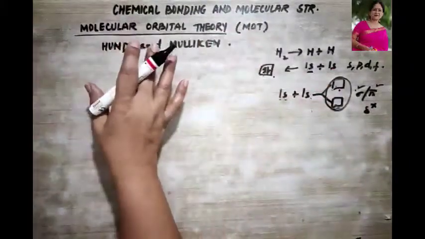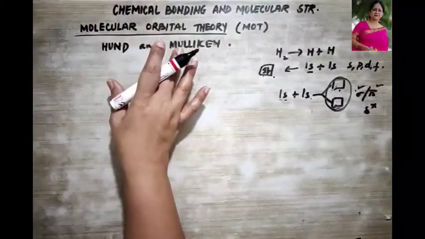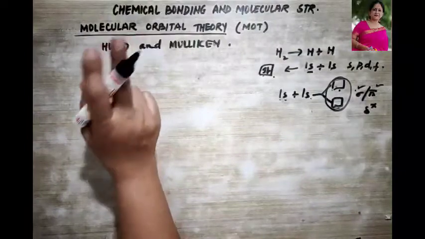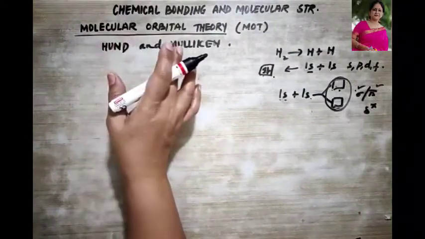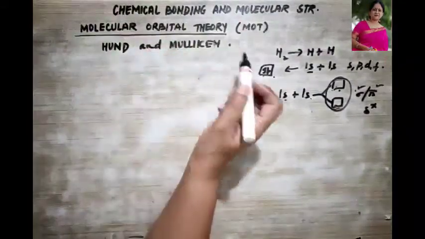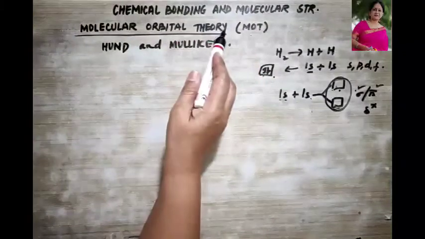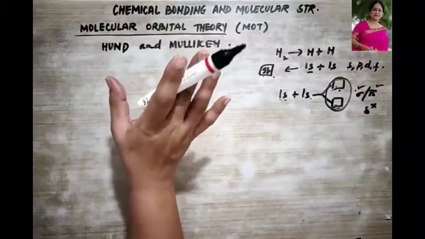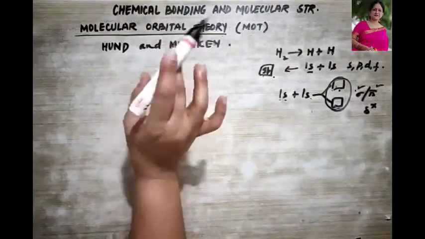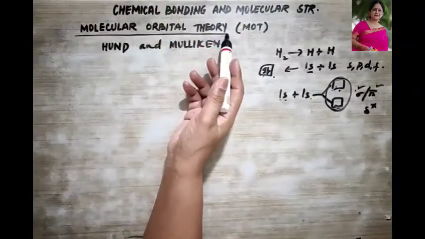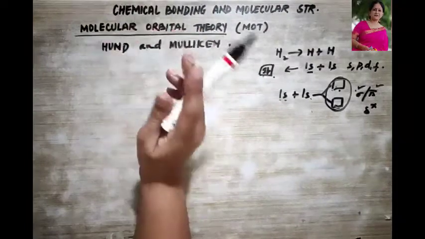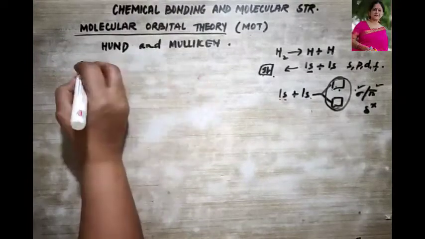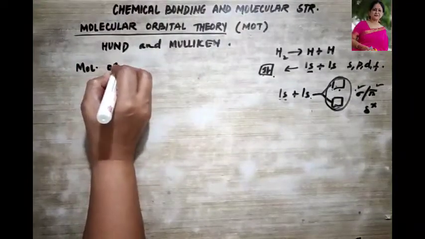Now, valence bond theory considered oxygen as diamagnetic. But experimentally it was found that oxygen was paramagnetic, and this was only proved by molecular orbital theory. Thus, the magnetic behavior was also explained by molecular orbital theory, and so it is more useful than valence bond theory.